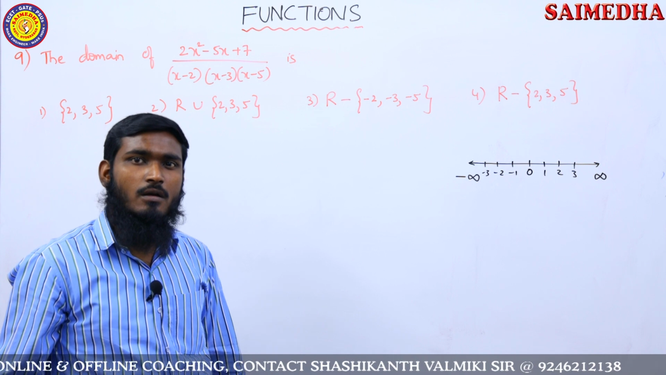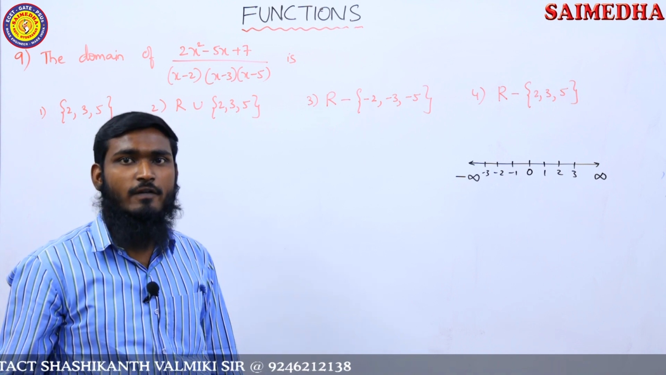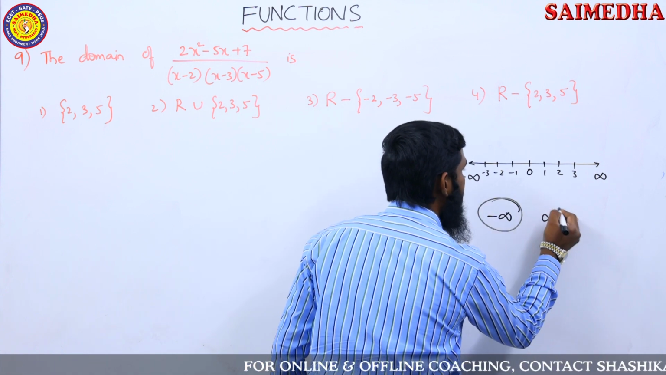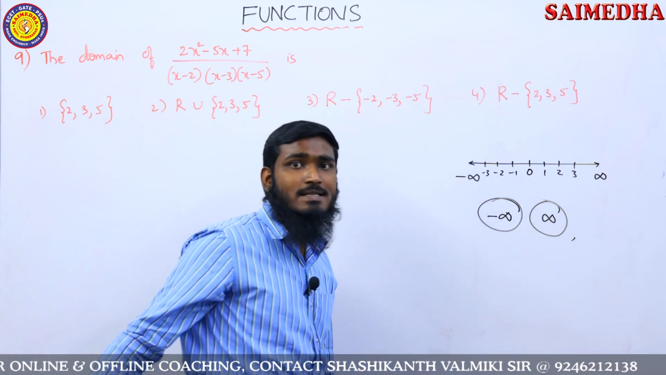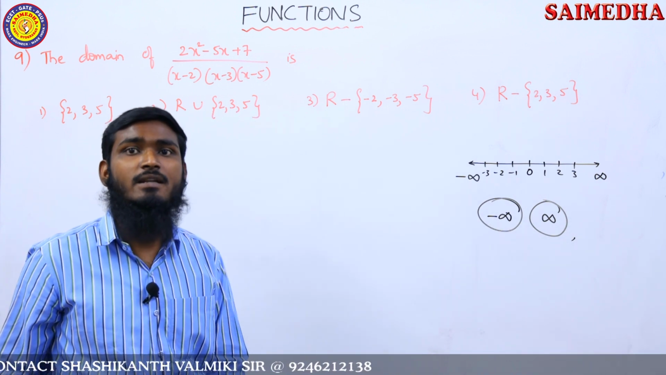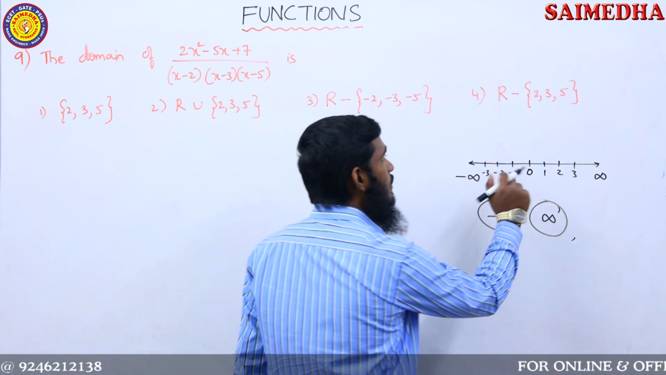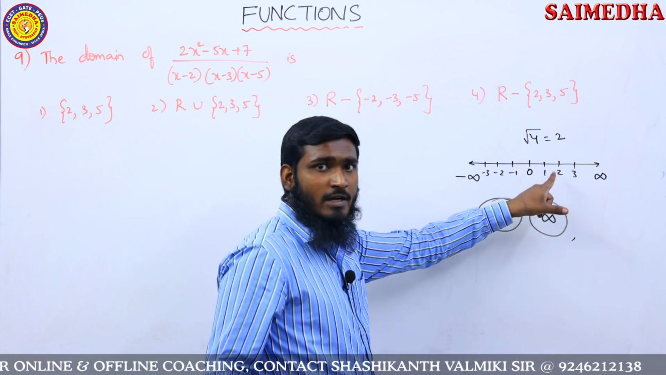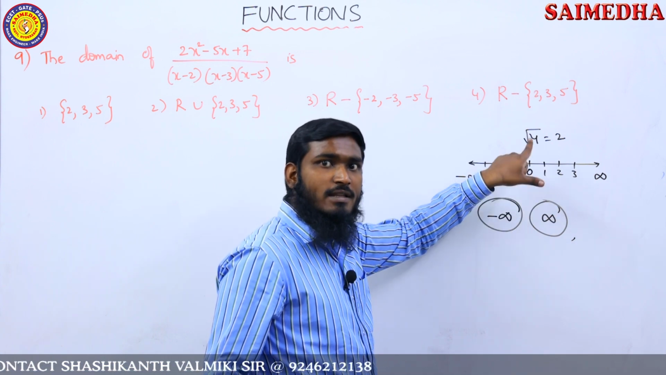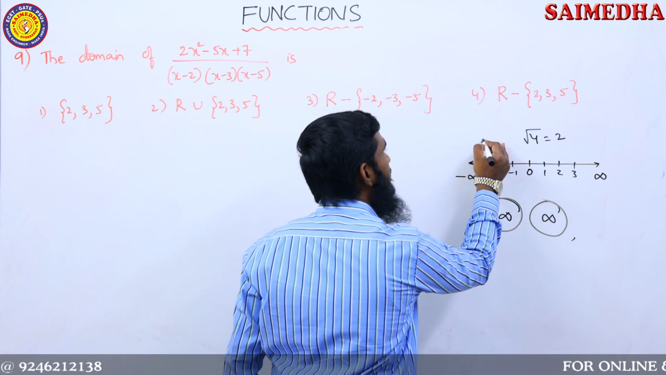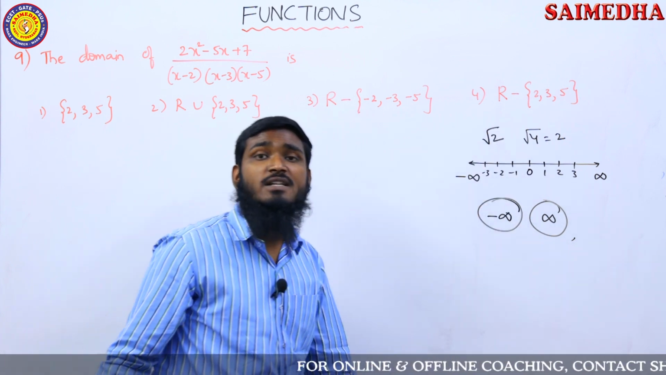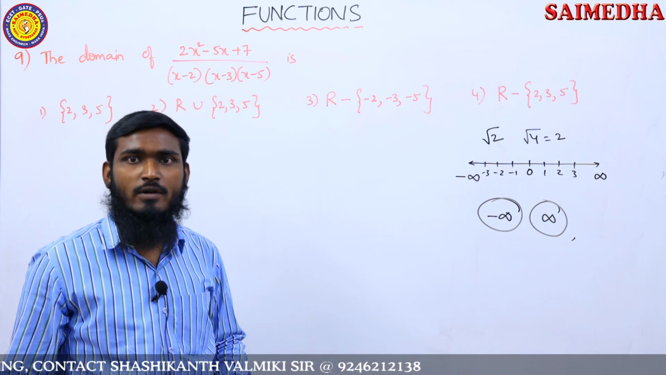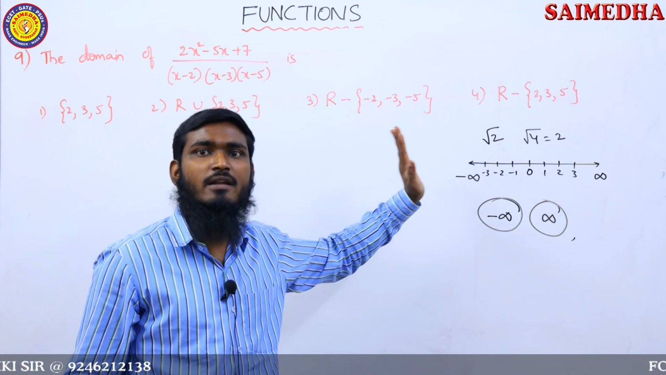Understood? Now, what we can't call a real valued function includes the minus infinity part, the plus infinity part, and the imaginary numbers. Suppose root 4 is equal to 2, so it lies over here, and we can call it a real number. If you take root 2, it is an irrational number, and an irrational number comes under the real numbers. So we can take rational numbers and irrational numbers.